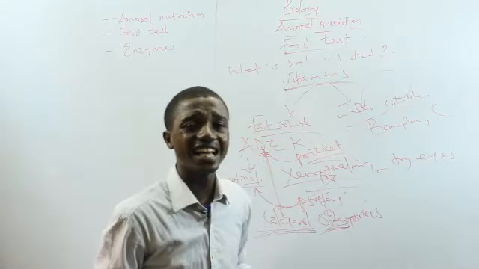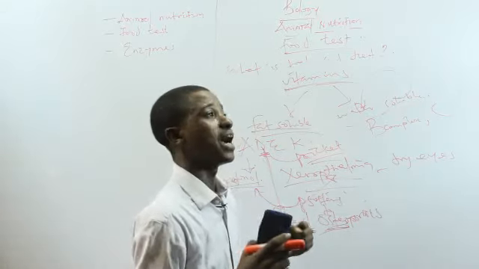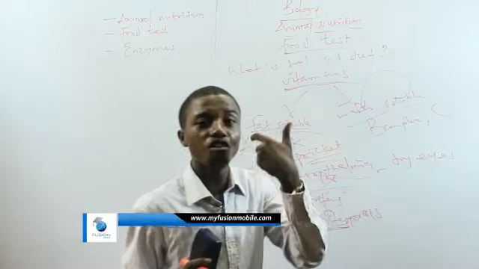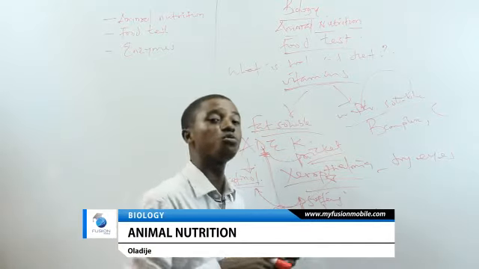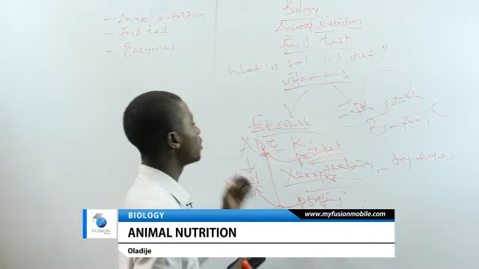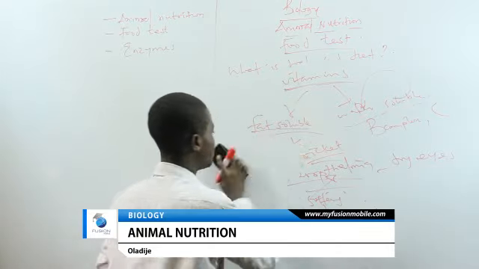So vitamin D generally helps in strong bone formation, helps in strong gum, and every other thing that has to do with bones, basically. And so now we'll be looking at vitamin E.